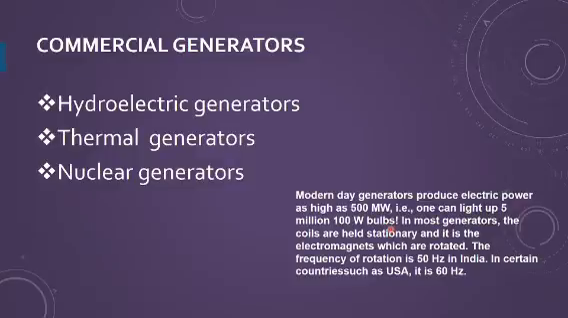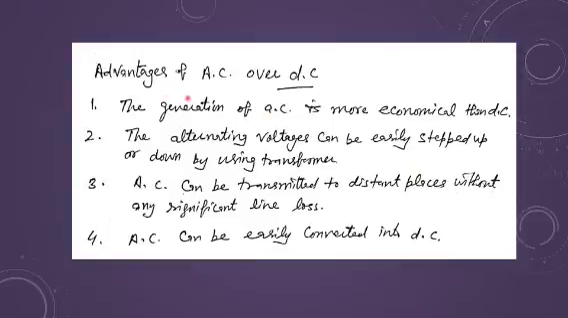And most of the time the coil is stationary and it is the electromagnet which is rotated, because it is not feasible to rotate the coils all the time. So that method also can be followed. You should know that the frequency in India for the electric current is 50 Hz, and on that you will be doing one experiment. In certain countries they have even 60 Hz. Of course we are using AC in our places.